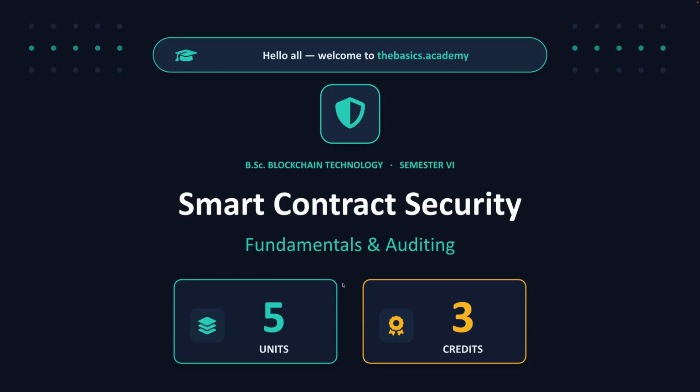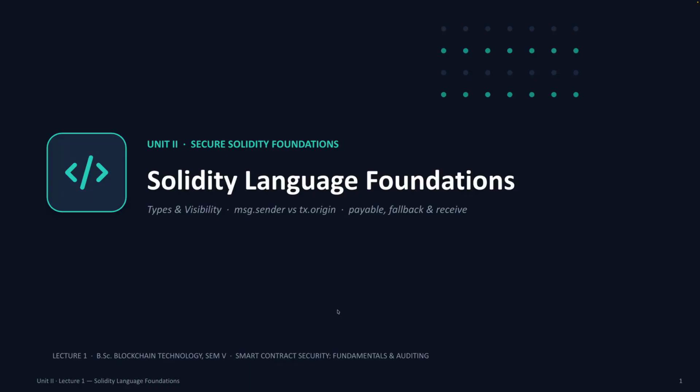This is Smart Contract Security, Fundamentals and Auditing, a 5 units, 3 credit course in the BSc Blockchain Technology program. Let's get into it. Today we are going to start with Unit 2, Secure Solidity Foundations.